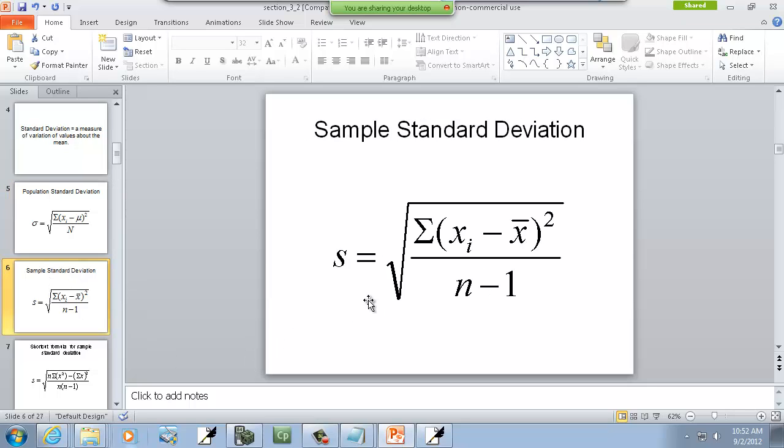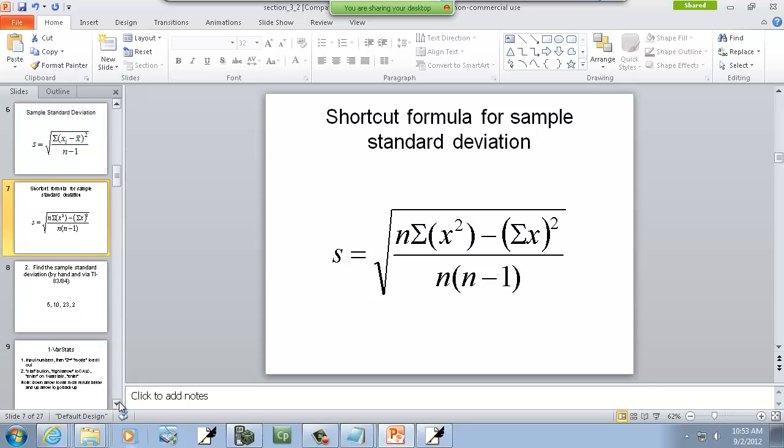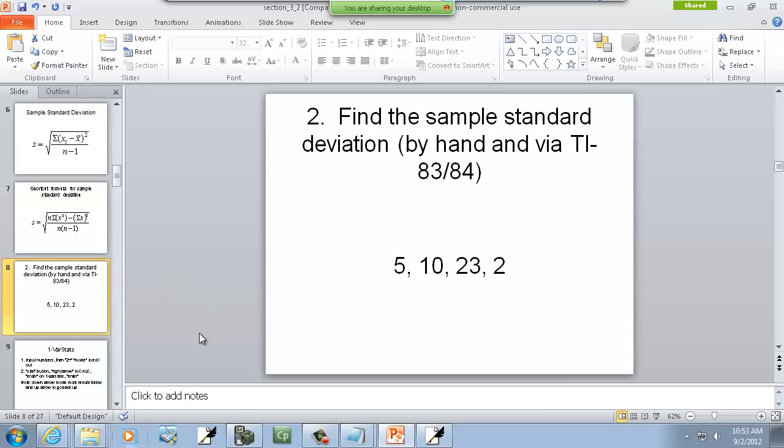Okay. Now our sample standard deviation. S is equal to the square root, and then I'm going to take the x values, subtract the sample mean, and square it, and then add them together, and then divide by n minus 1. Little n is how many are in my sample. We've got a shortcut formula, which we'll come back to. Let's do this by hand.